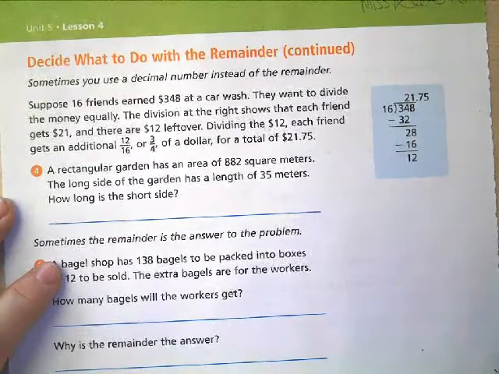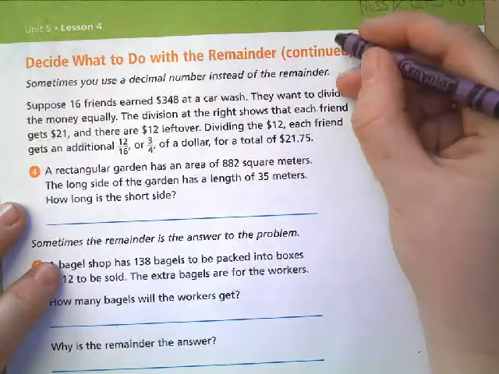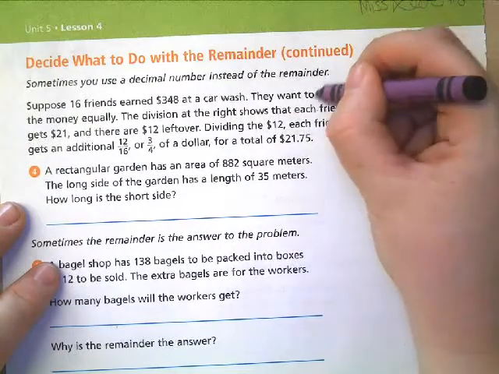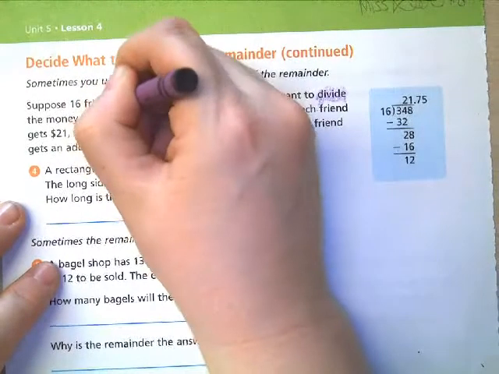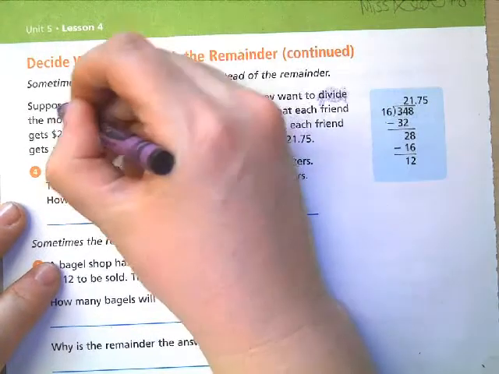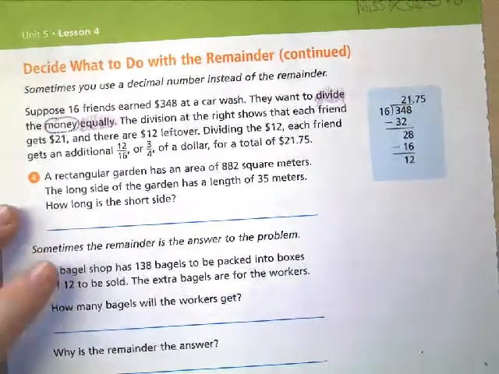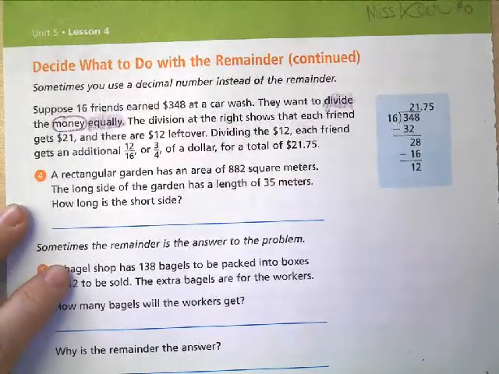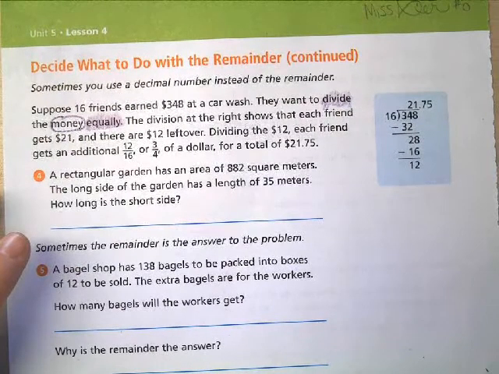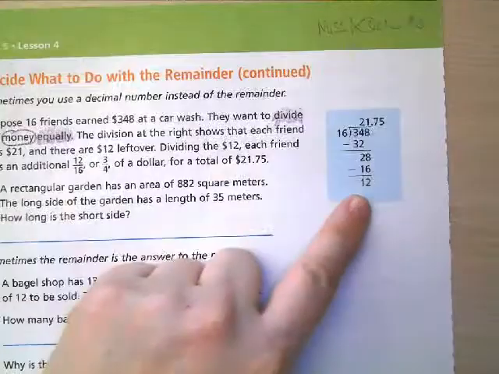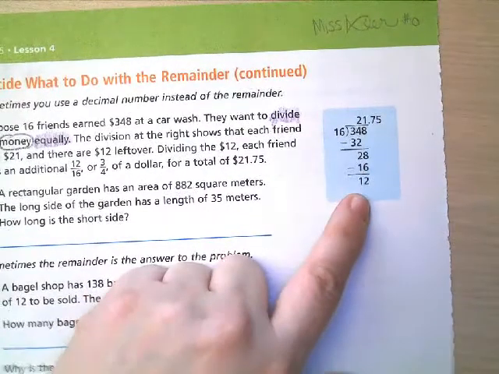Suppose 16 friends earned $348 at a car wash. They want to divide the money equally. Will you put the words divide and equally in purple? I'm just going to highlight it. What else tells us we might be dealing with decimals is this word right here, money. So they want to divide the money equally. The division at the right shows that each friend gets $21, and then there are $12 left over.